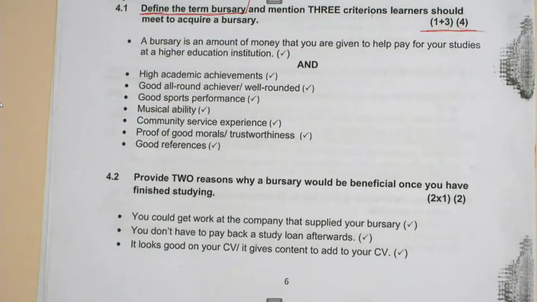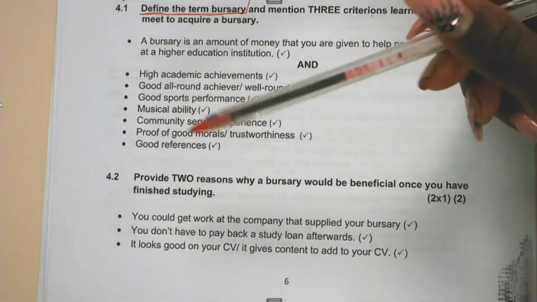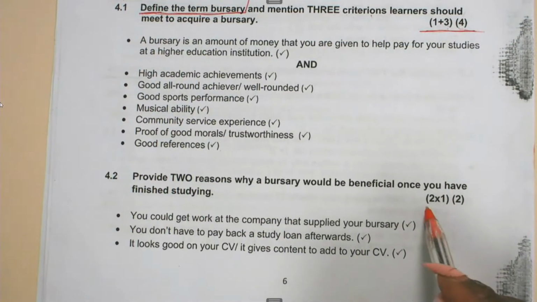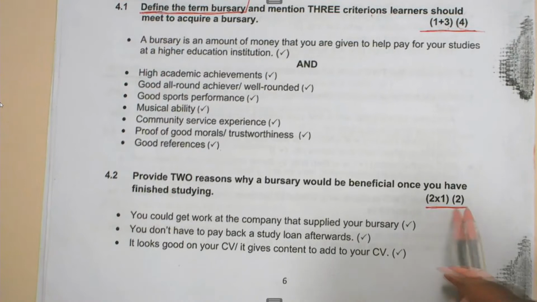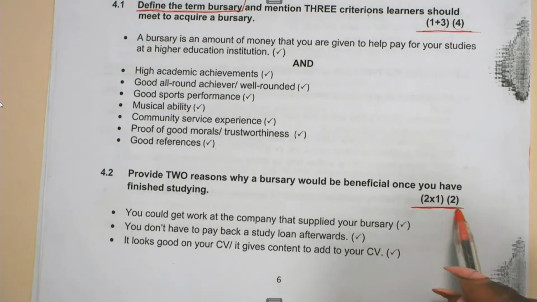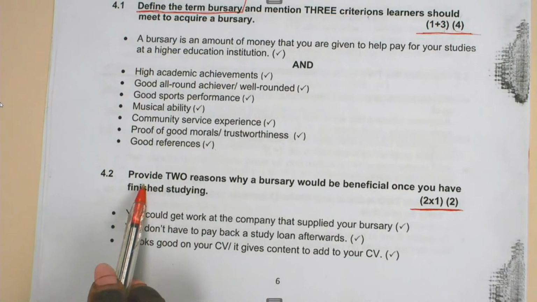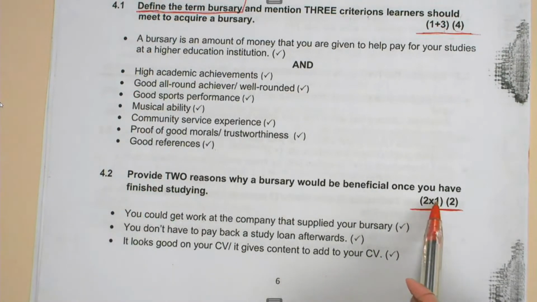Going to 4.2. 4.2 says, provide 2 reasons why a bursary would be beneficial once you have finished studying. Provide 2 reasons. When we provide 2 reasons, we check. This is important, colleagues. Learners, this is very, very important. Because now it says 2 multiplied by 1.